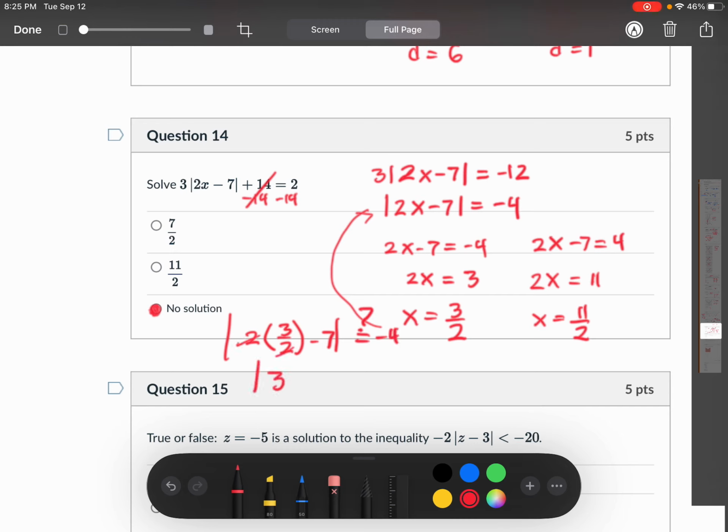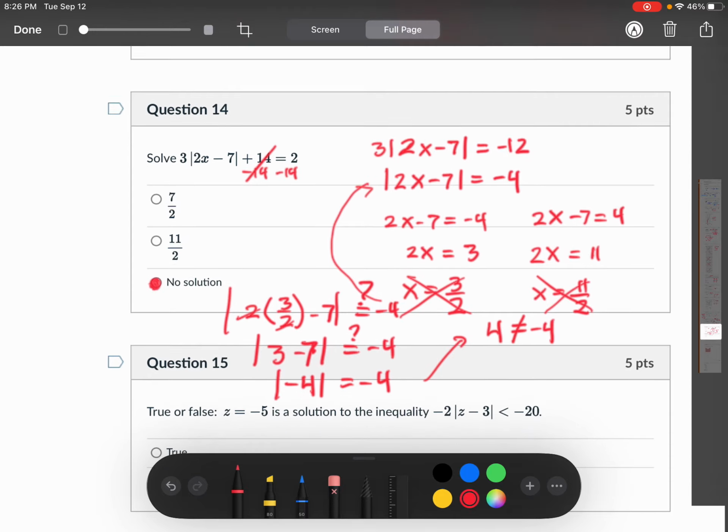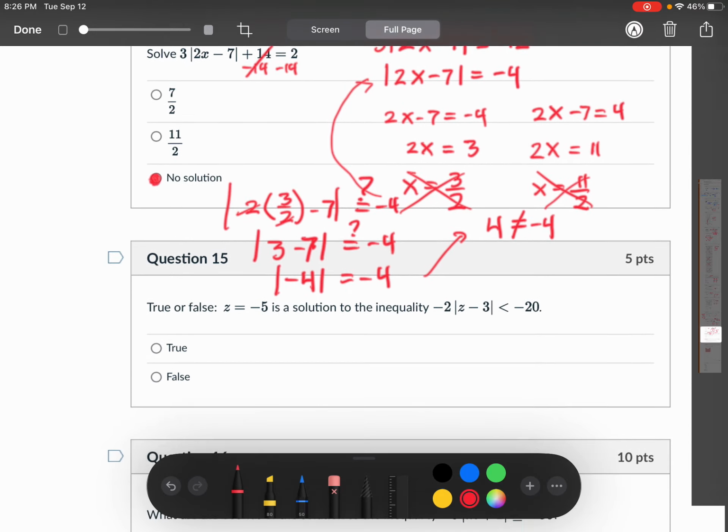So that would be that. I end up with 3 minus 7, excuse me. Is that equal to negative 4? So the absolute value of negative 4, and this is what I'm talking about, is going to turn this into a positive 4, which cannot be equal to a negative 4. So this is why the solutions are not valid. All right, same thing happens with 11 over 2. So that's what the answer is, no solution on that one.